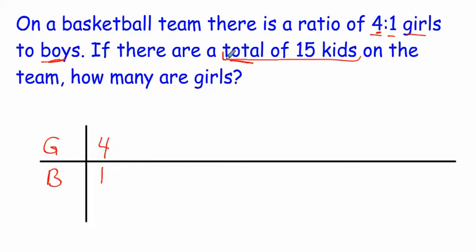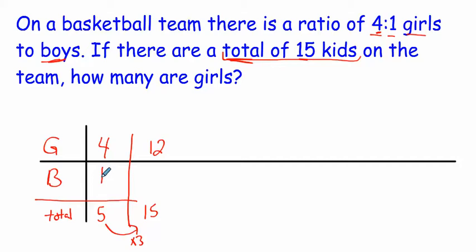Okay, and now it's telling me total. So that means I need a total row. This is my total row. So at this point, what is my total? Well, that's 5. So total, I have 5 kids, but I want to get to 15. So how did I go from 5 to 15? I multiplied by 3. So that means I need to multiply both of these by 3. So that would give me 12. Multiply by 3, that would give me 3. Yes, they both add up to 15, so I'm good.